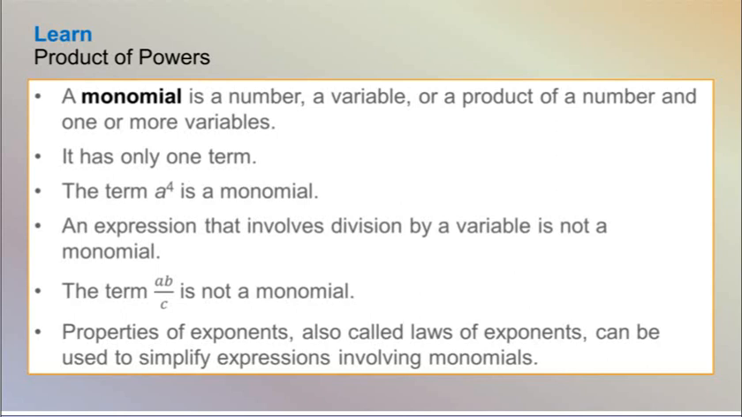And the term a to the fourth is an example of a monomial. You'll notice that the 4 is an exponent on the base of a. The expression that involves division by a variable is not a monomial. So keep that in mind. So the term AB divided by C is not a monomial. And then properties of exponents, also called laws of exponents, can be used to simplify expressions involving monomials.